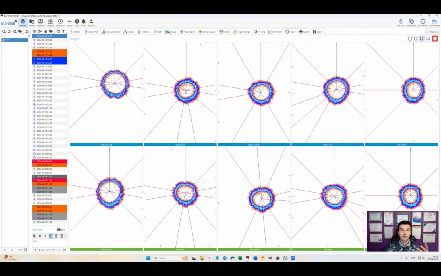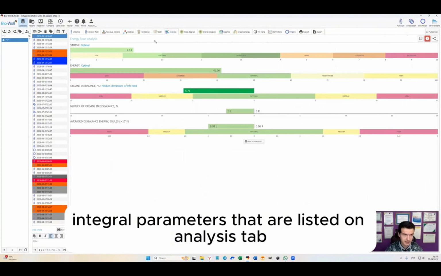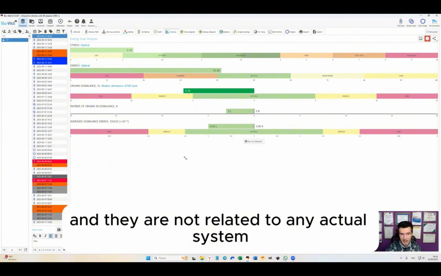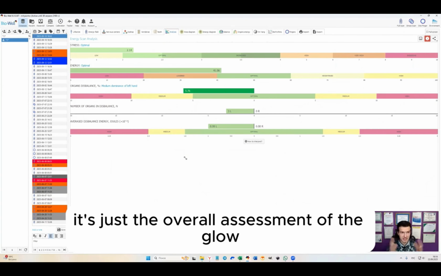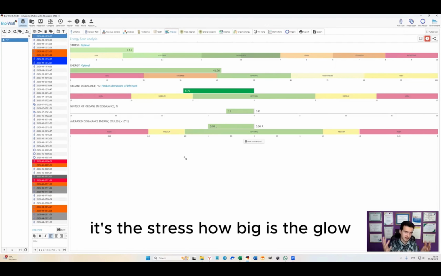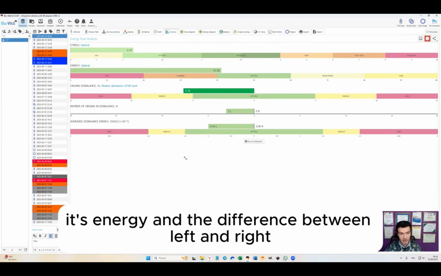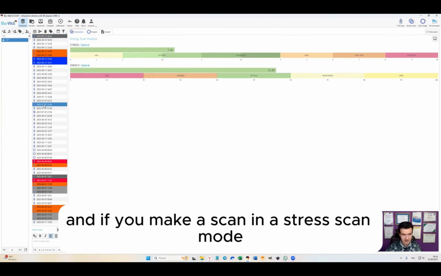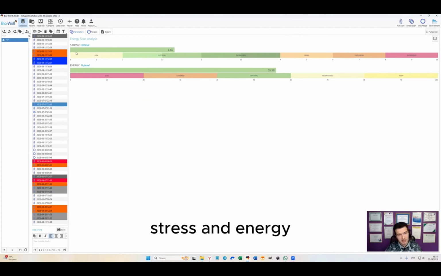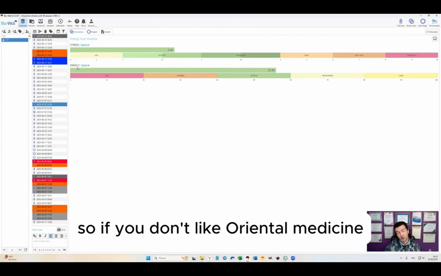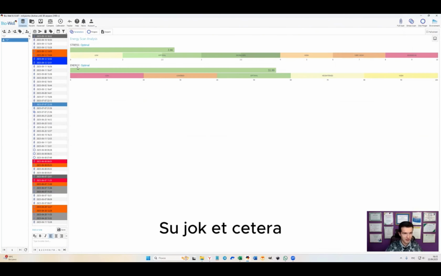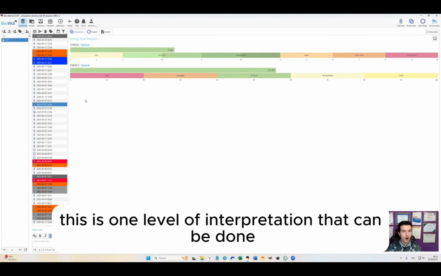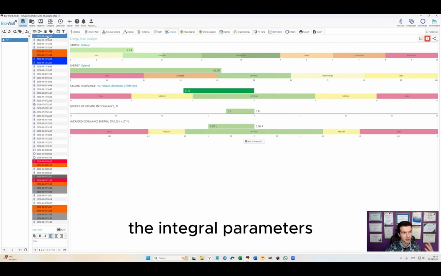We have the integral parameters that are listed on the analysis tab here: stress, energy, and balance parameters that you can analyze, and they are not related to any actual system. It's just the overall assessment of the glow. How curvy is the glow? It's stress. How big is the glow? It's energy, and the difference between left and right is disbalance. So they are not related to any system, and if you make a scan in a stress scan mode, the only two parameters that you see are stress and energy. So if you don't like Oriental medicine, Ayurveda, TCM, Su Jok, etc., you can still use Bi-Well for analysis of stress, energy, and balance. So this is one level of interpretation that can be done, the integral parameters.